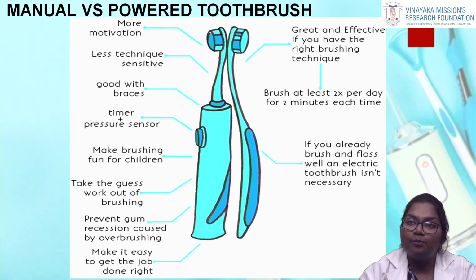Whereas the manual toothbrush is also effective provided you use the right brushing technique, the right force and the strokes. In this, brush at least 2 times per day for 2 minutes each. So if you already brush and floss well, an electric toothbrush is not at all necessary.